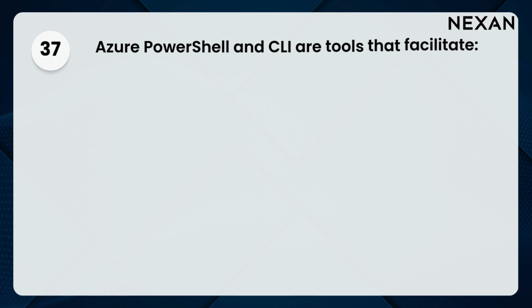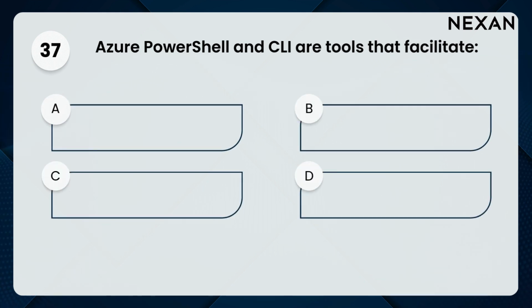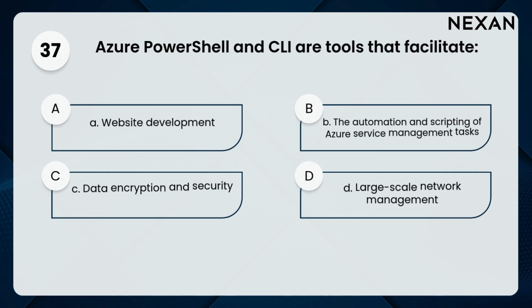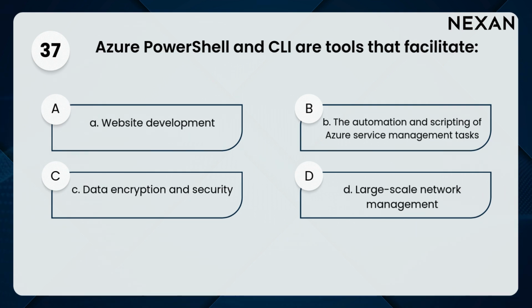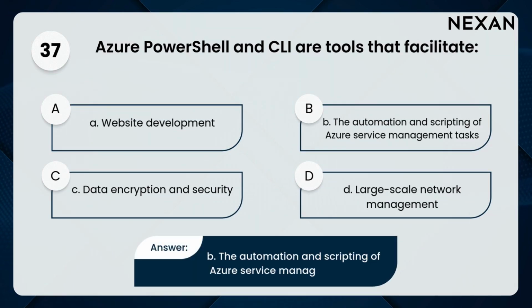37. Azure PowerShell and CLI are tools that facilitate A. Website development. B. The automation and scripting of Azure service management tasks. C. Data encryption and security. D. Large-scale network management. Answer: B. The automation and scripting of Azure service management tasks.